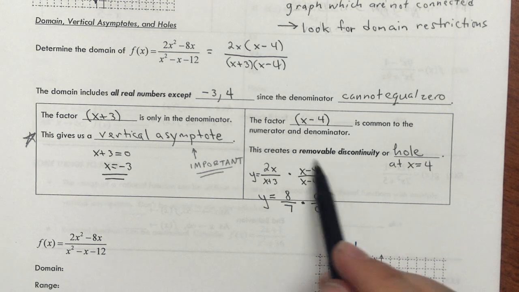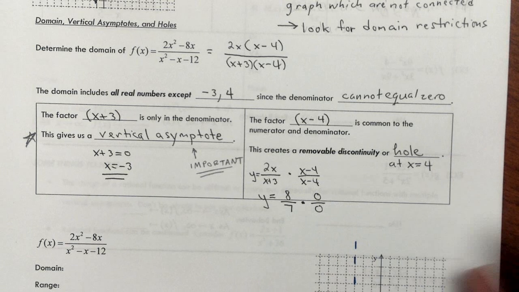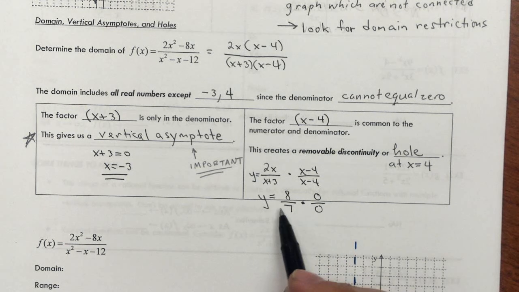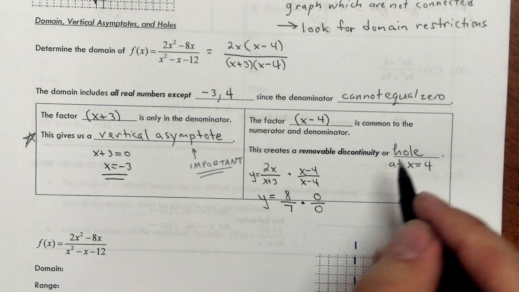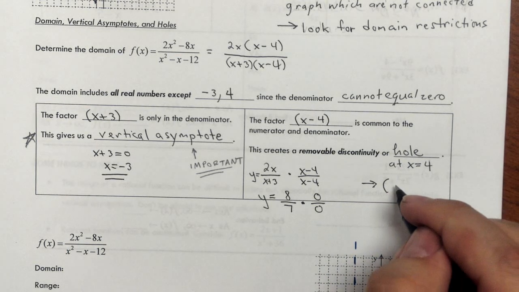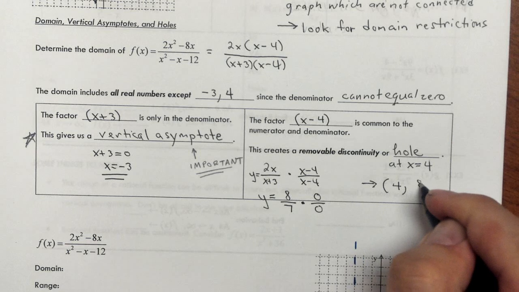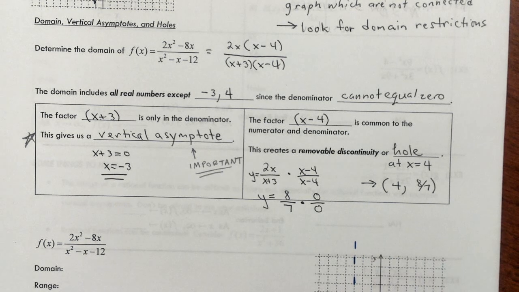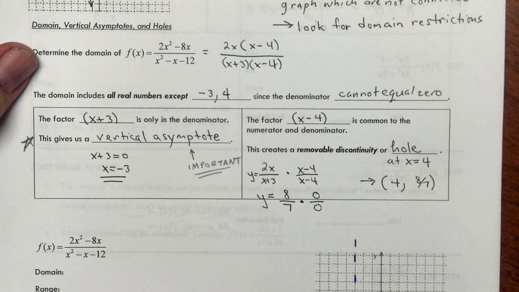But again, if I were able to divide this out, which for a lot of reasons we can't, what I would get is 8/7. So what I will find out is that I have a hole. My hole is at 4, 8/7. Again, you're not going to have to know how to find that, but if you're watching, there it is.